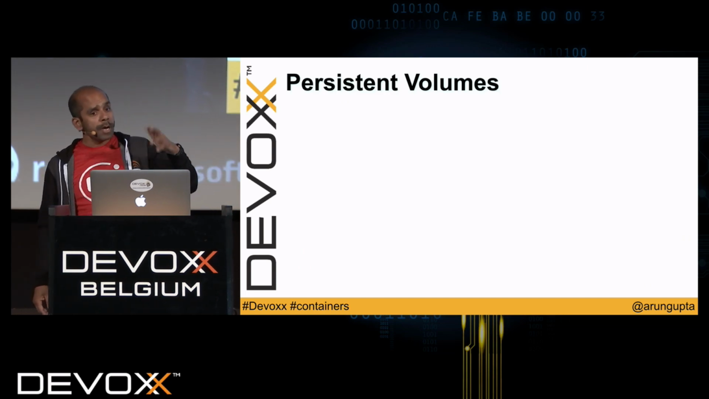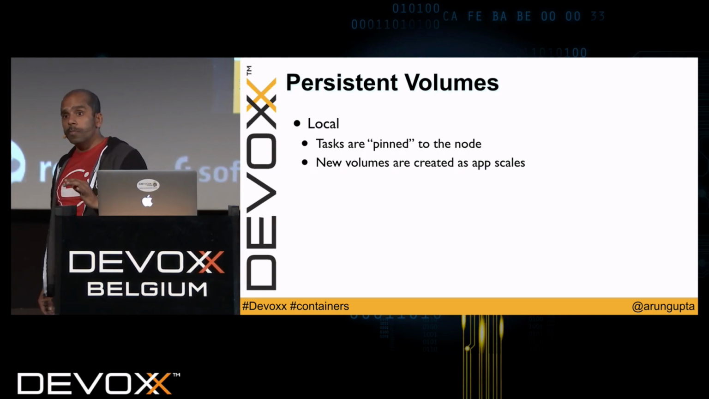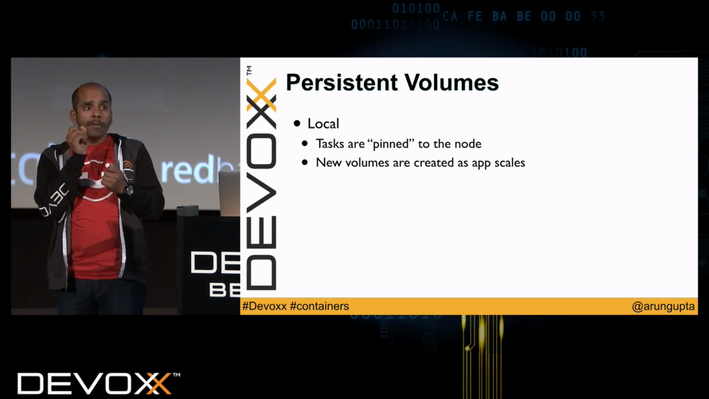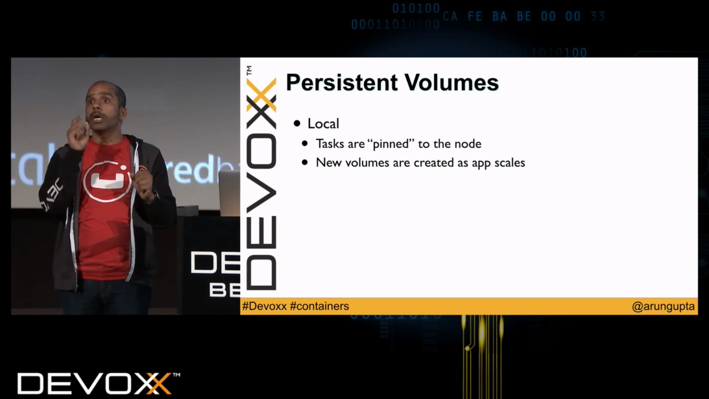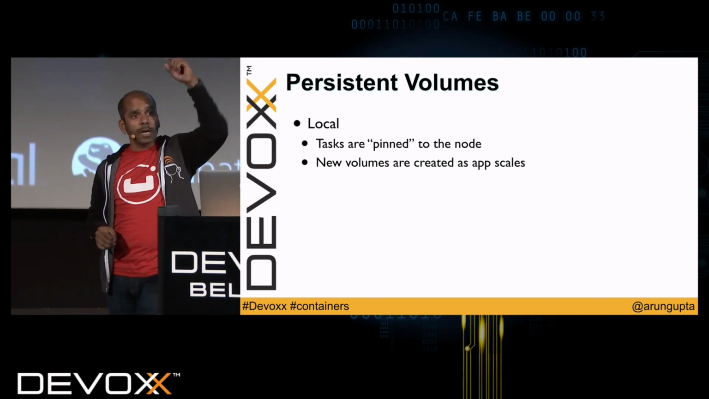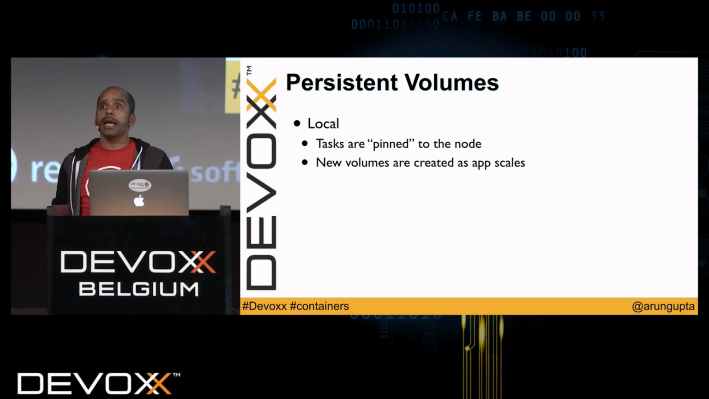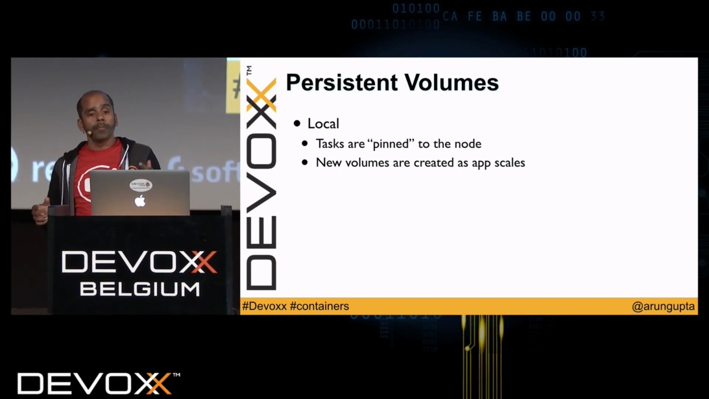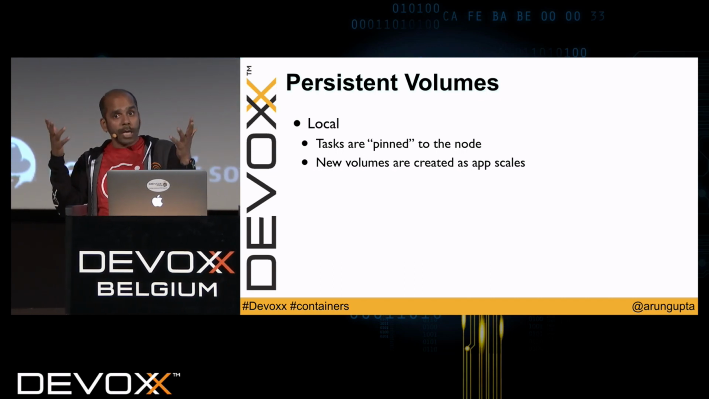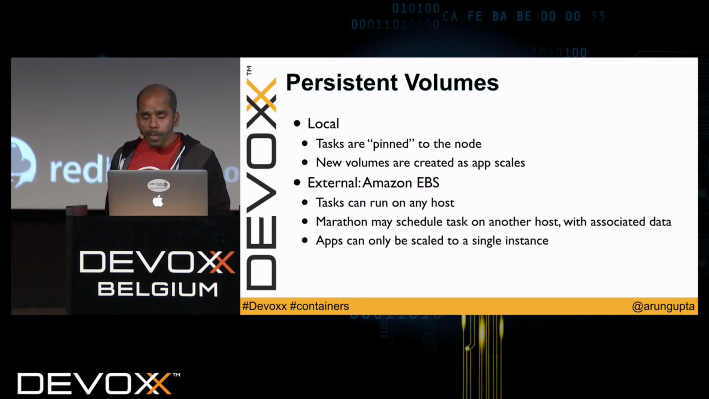In DC/OS, again, I have the concept of persistent volumes. So you can have local volumes. If you use a local volume, you need to define it explicitly, in which case the tasks, or the containers in our case, are pinned to the node. What that means is, if a container goes down, it comes back on the same node, and it is automatically attached to the volume. So if you scale the app or scale the number of containers, then the new volumes are automatically created for you.